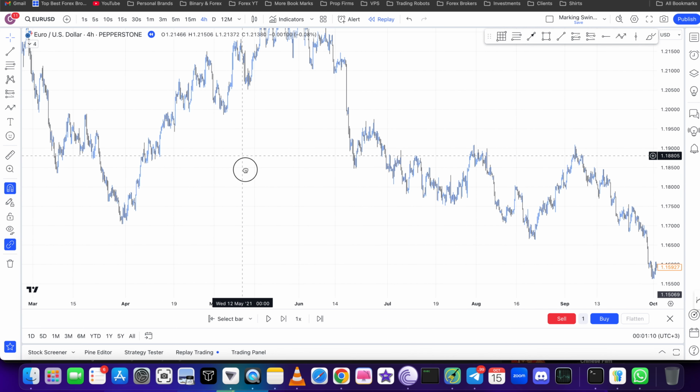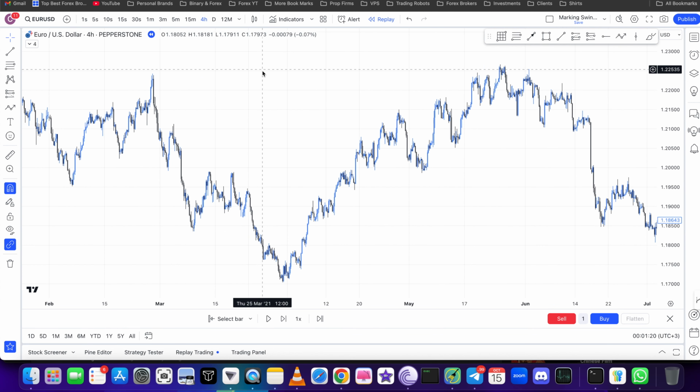Let's take from here, from this chart. This is the Euro USD. We see that there is this move for our move.